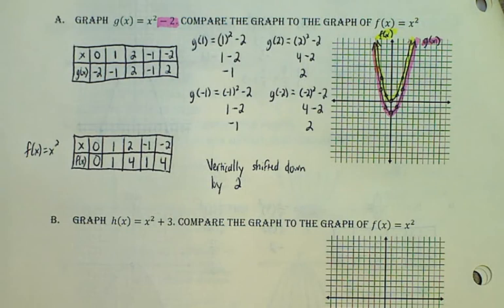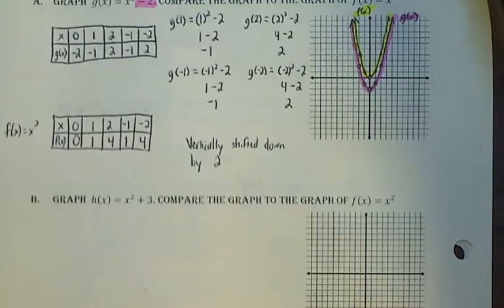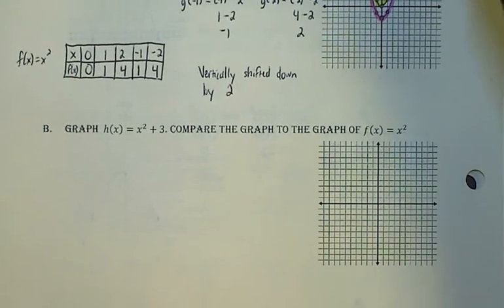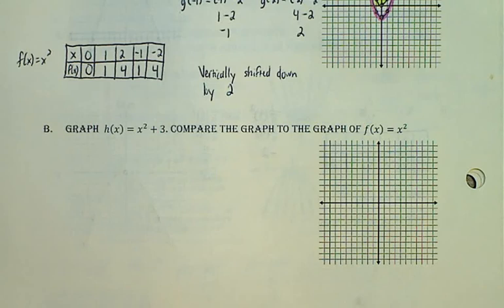All right, so let's take a look at example B. We'll do this one again together, so follow along as you go. So here we go, B. We've got h of x equals x squared plus 3. Then they want us to compare to the graph of f of x equals x squared. Well, if you wanted at this point, you could really just go in and draw the f of x equals x squared. So I'm going to go in and do that right now.